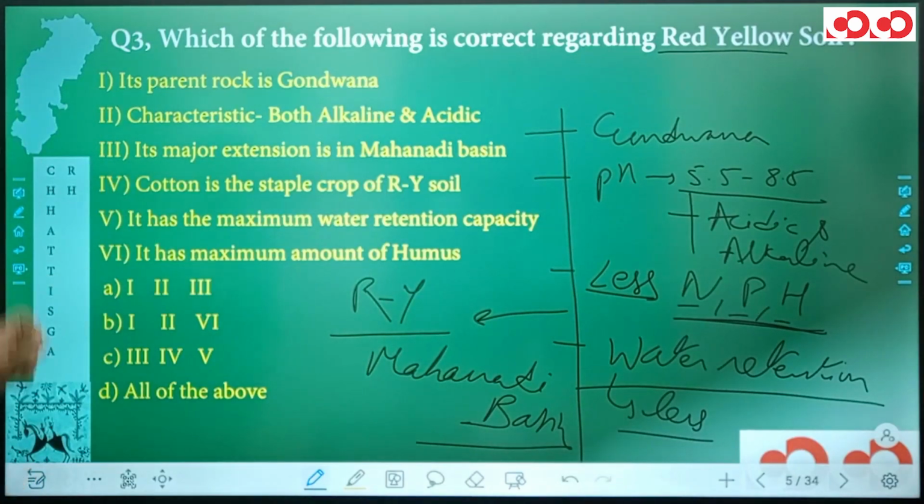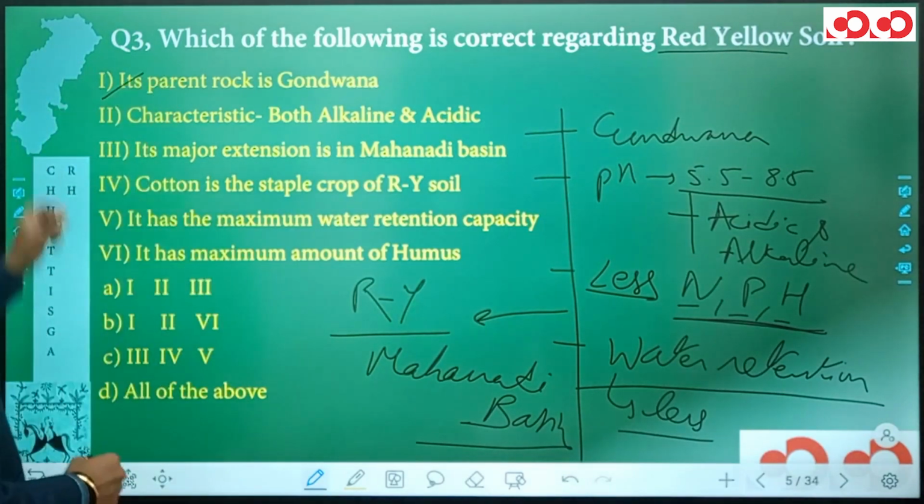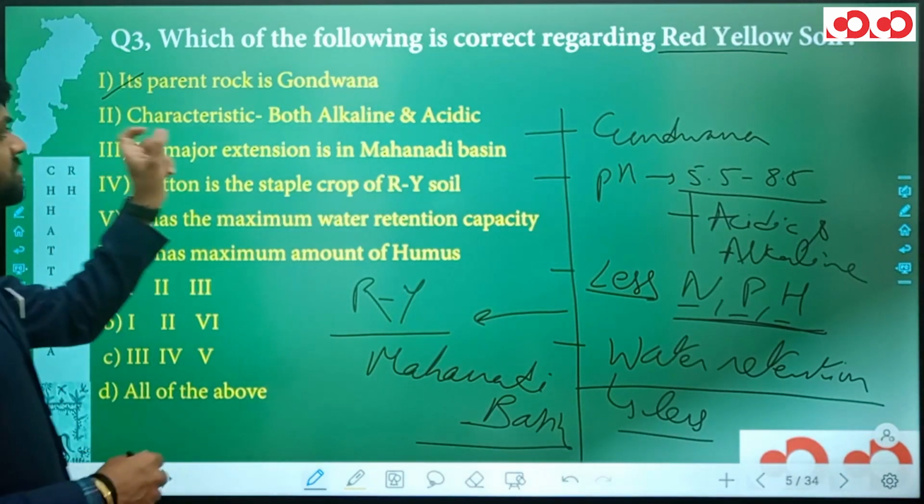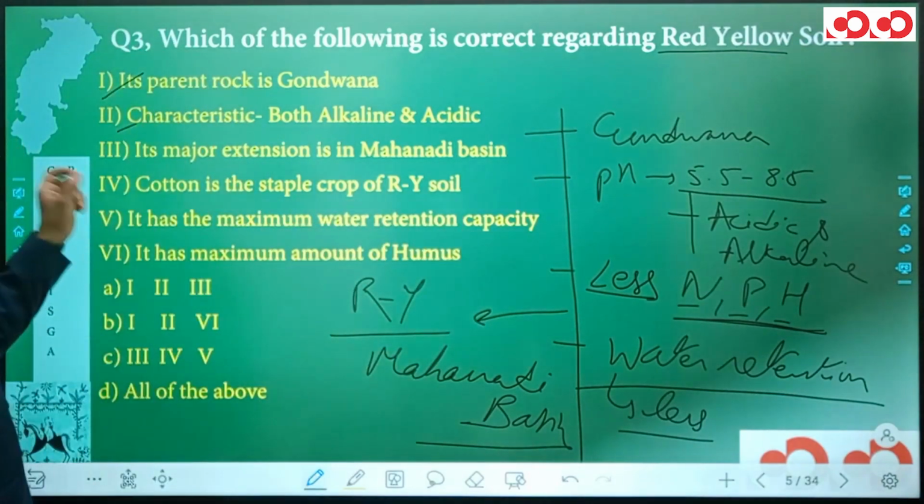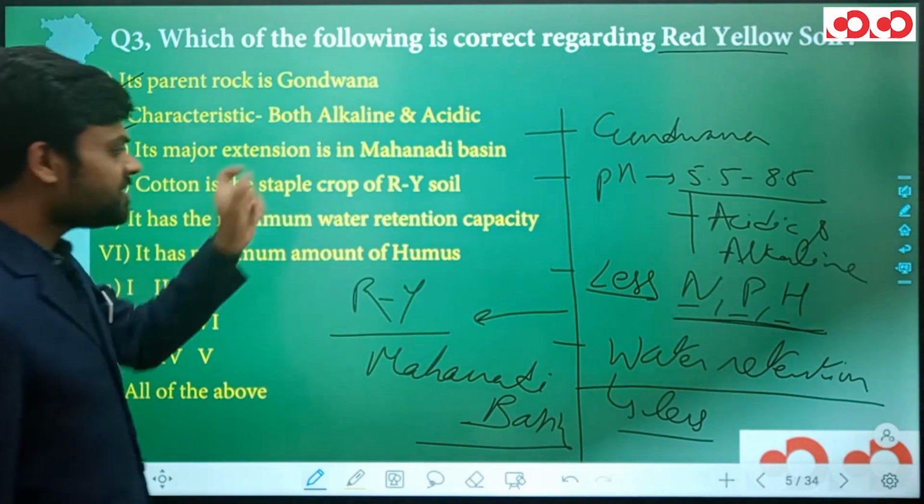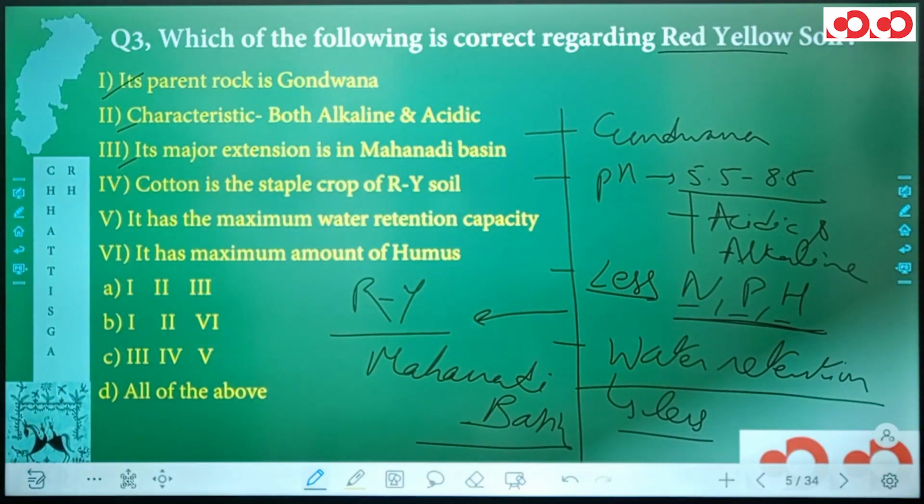Now let us look at these statements. In statement 1, it says its parent rock is Gondwana. Yes, we have seen this. In the second statement, it says characteristic is both alkaline and acidic. We have seen this also. Statement 3 says its major extension is in Mahanadi basin. Yes, its major extension is in Mahanadi basin.